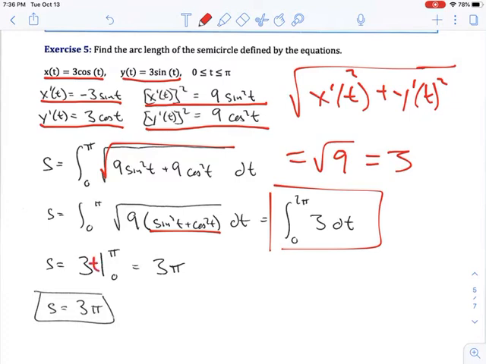And so substituting in, we have 3 pi minus 3 times 0, which of course is just another 3 pi. I didn't notice until I made these videos that both of these answers were 3 pi, this one and the one before it.